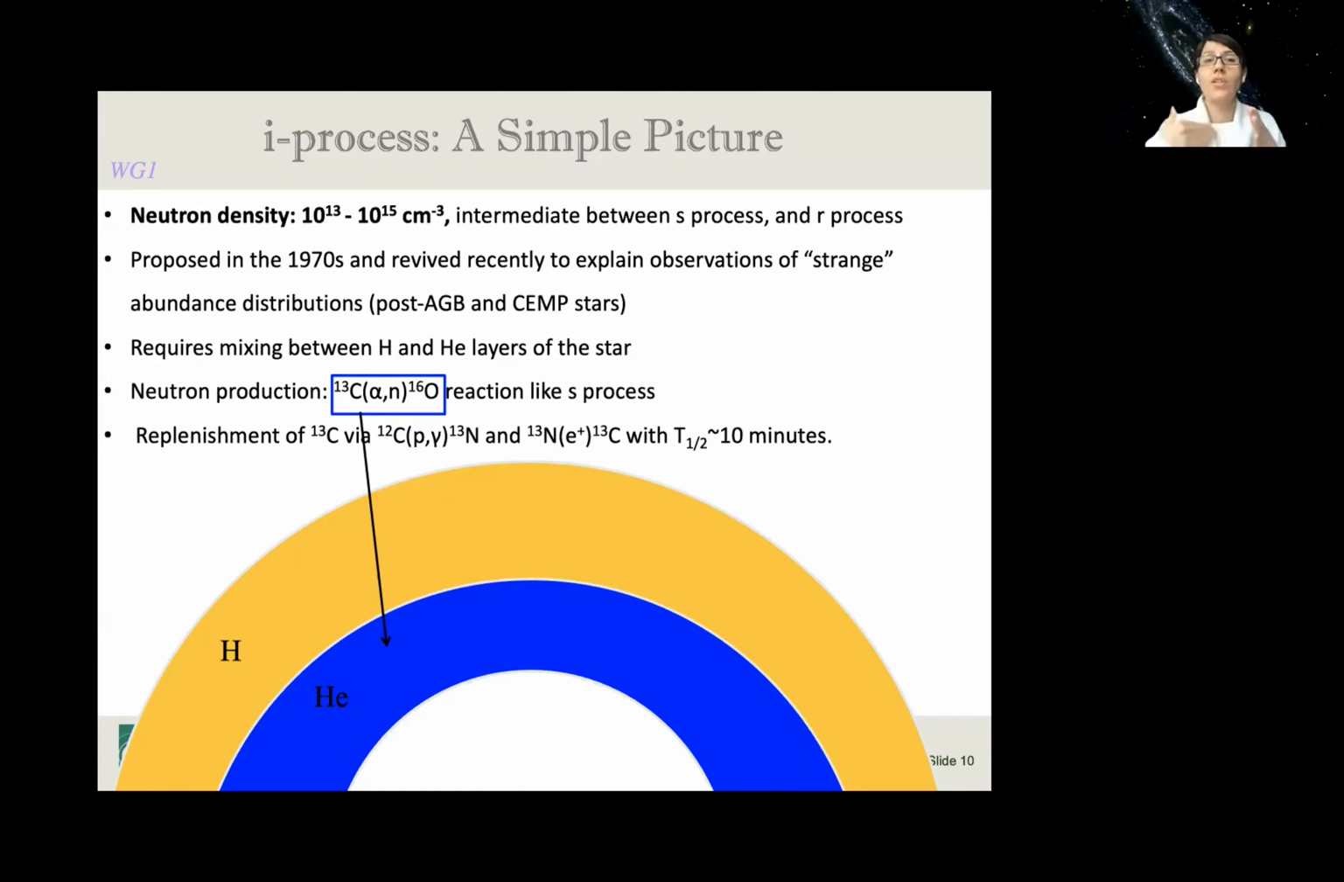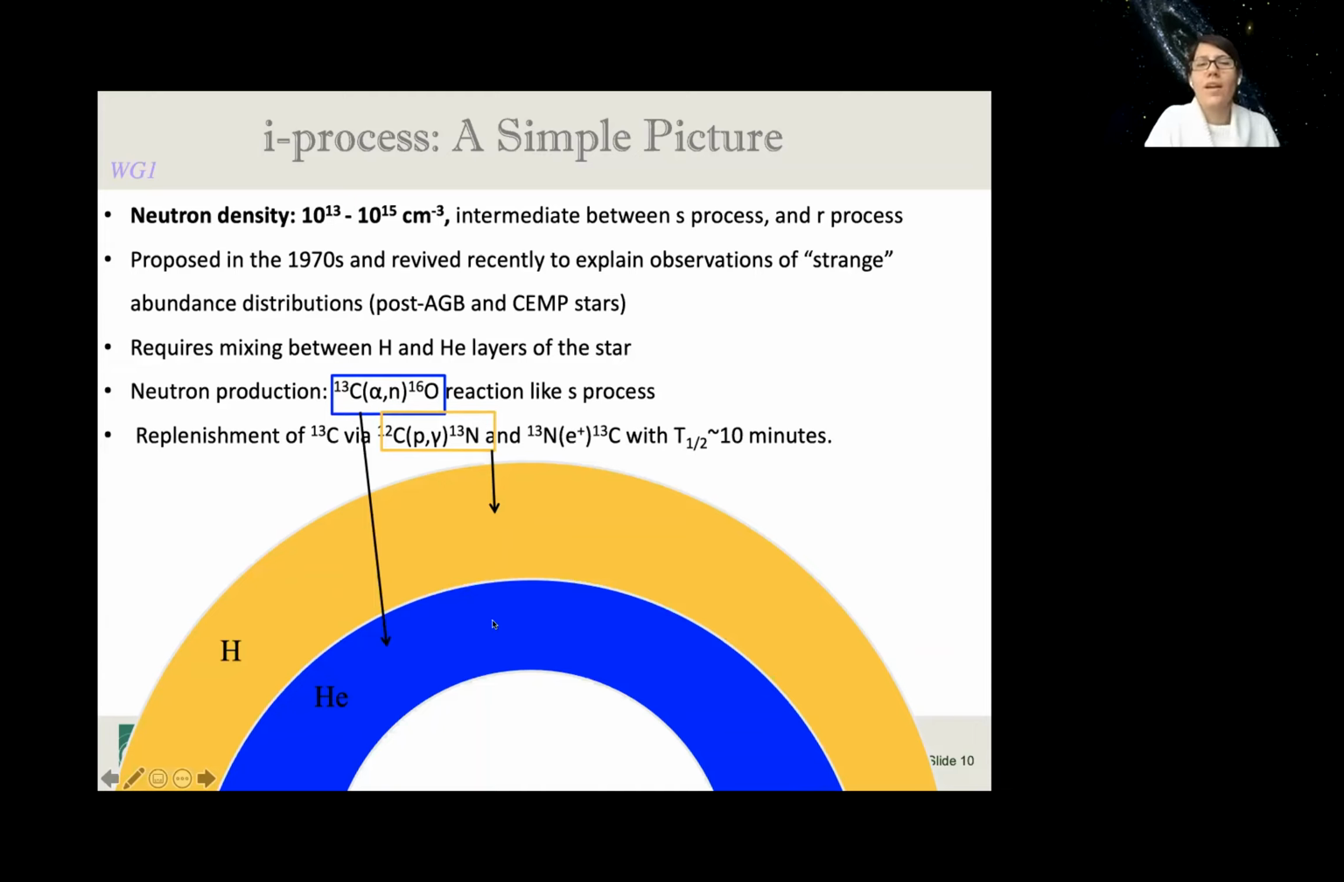And to do that, you need to replenish your reactants. So in this case, if I have a way to produce more carbon-13 here, then I could get more neutrons out. And this is done through this sequence over here. If I have a carbon-12 p gamma reaction, which would happen here in the hydrogen layer of the star, nitrogen-13 has a half-life of about 10 minutes, so it decays into carbon-13. So this is all great. It produces carbon-13. The problem is that carbon-13 would now be produced in the hydrogen layer, and I need it to be in the helium layer so it can capture alpha particles.